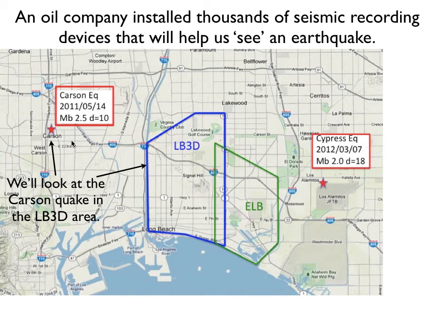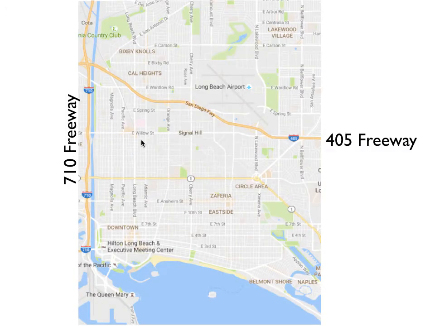We're going to look at a very small one, this Carson earthquake, which is a magnitude 2.5, and we're going to look in this blue area here, which I have zoomed in on the next page. On the left side of the blue area is the 710 freeway. Going down the middle is the 405 freeway, one of the world's busiest freeways, and the Queen Mary is down here if anybody's ever gone down to Long Beach on a tourist event. This is the general geographic area, but I'm going to show you now the data.